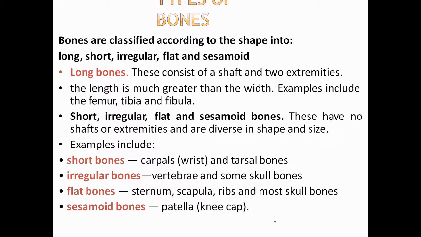Short, irregular, flat, and sesamoid bones have no shaft and are diverse in shape and size. Examples: short bones could be carpals and tarsal bones; irregular bones include various vertebrae and some skull bones; flat bones include the sternum, scapula, ribs, and most skull bones. Sesamoid bone means the patella. This is found in the knee joint.